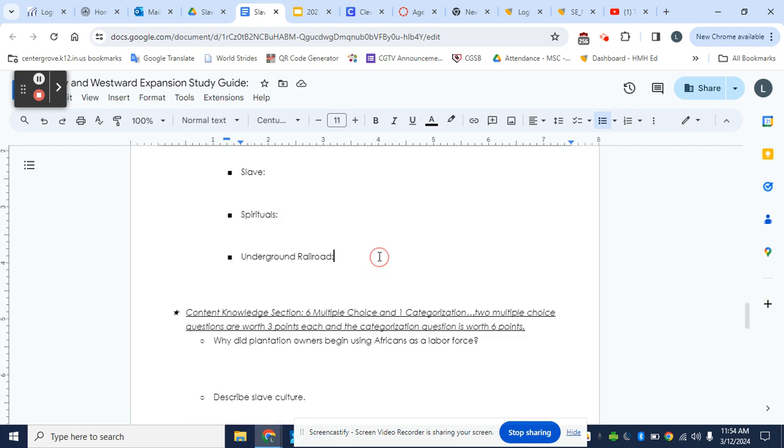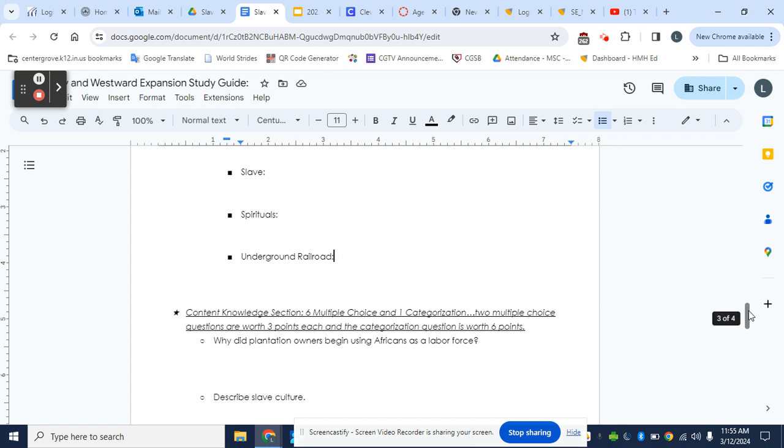And finally, the Underground Railroad. So the Underground Railroad is not underground, and it is not a railroad. Okay, it is simply a network of people who helped thousands of enslaved people escape to the North by providing transportation, hiding places, meeting points, and even food and clothing.